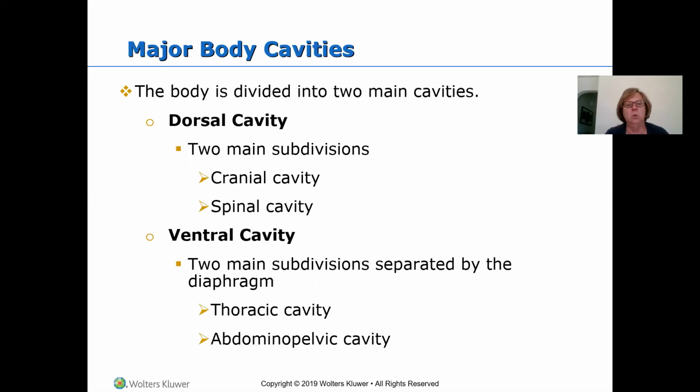Okay, so when we look at this, we have two major body cavities. We have the dorsal and the ventral. The dorsal, again, is towards the back, posterior. The ventral is towards the front, or the anterior. In the dorsal back part, the posterior side, we have the cranial and the spinal cavities. The ventral side is towards the front, and those are the thoracic and the abdominal cavities. More organs are found in the ventral cavity than in the dorsal.